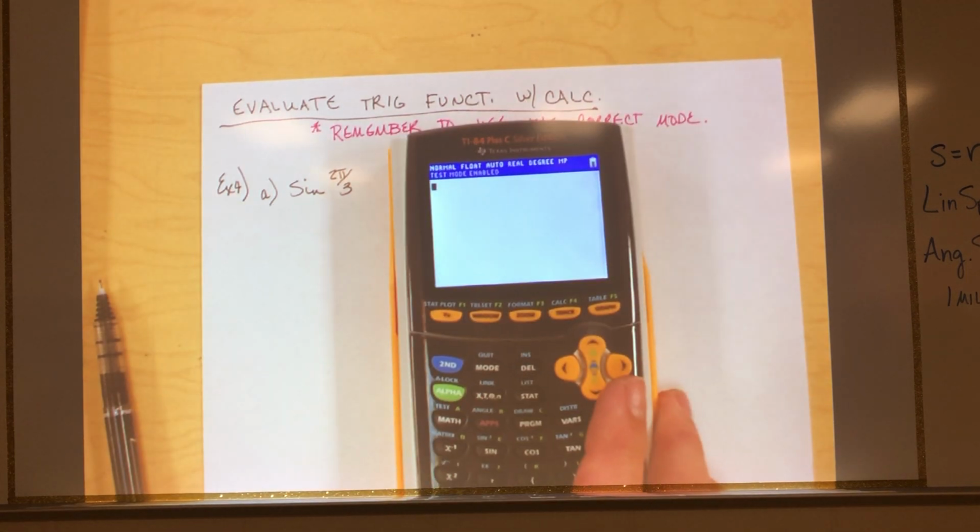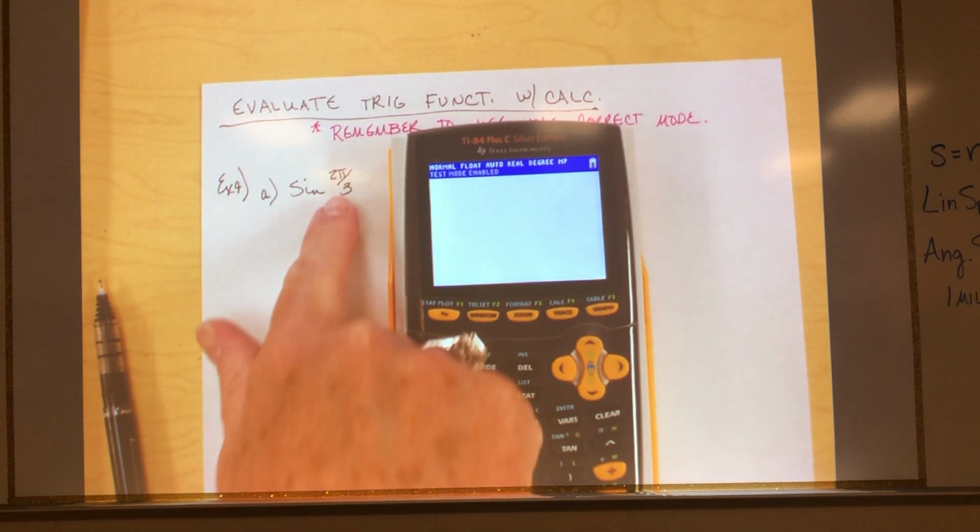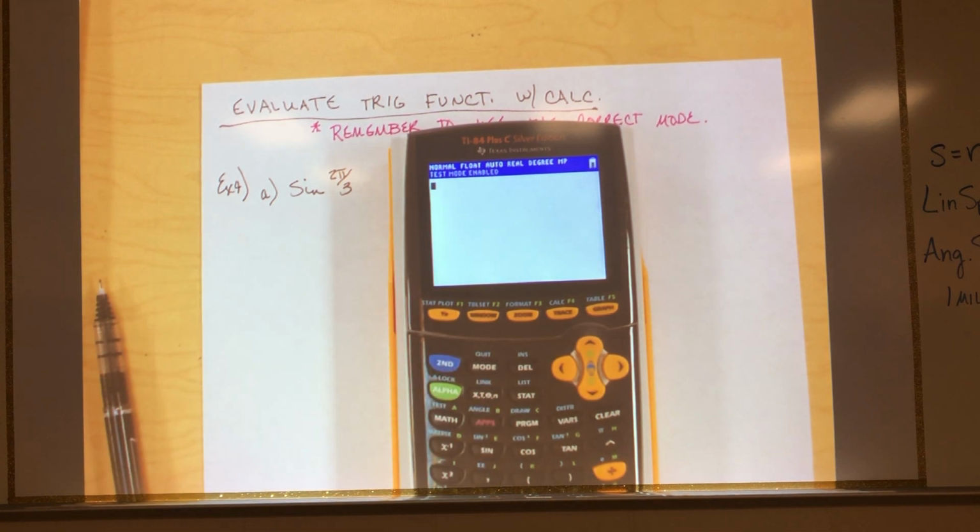Okay, so what's the first thing I want to do on my calculator? Yeah, I want to make sure I'm in the right mode. Obviously, I'm in radians because it doesn't have a degree sign. And when it has a pi, then I usually go, okay, that's probably radians. So I'm going to go to mode right here, okay?